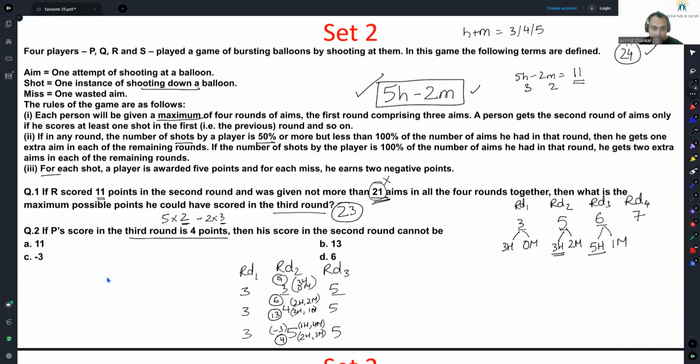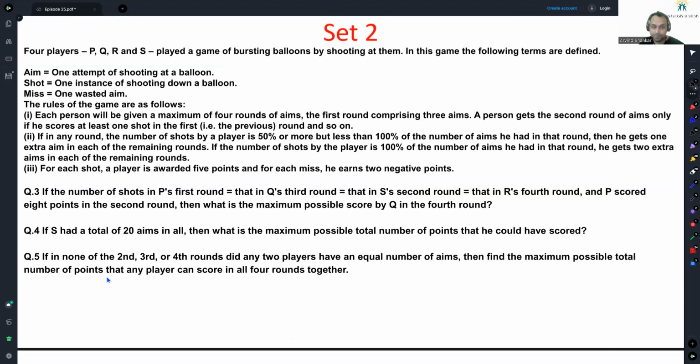So then his score in the second round cannot be 13. It can be, so it is not the answer. 6 can be, it cannot be the answer. Minus 3 is a possible score available, so it cannot be the answer. The answer has to be option A. Okay, moving on to the next question then.